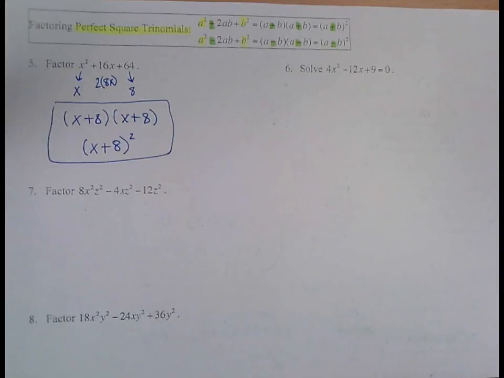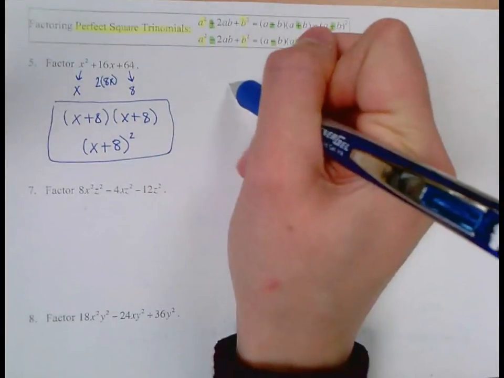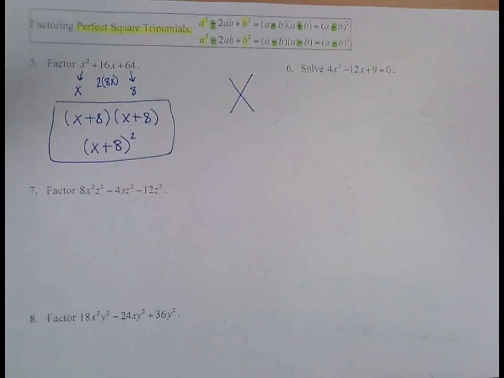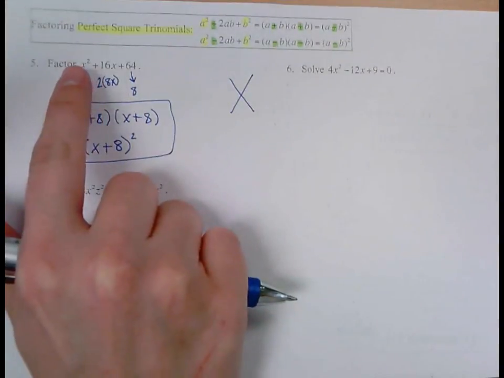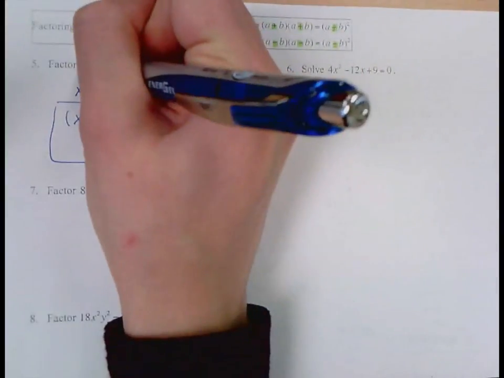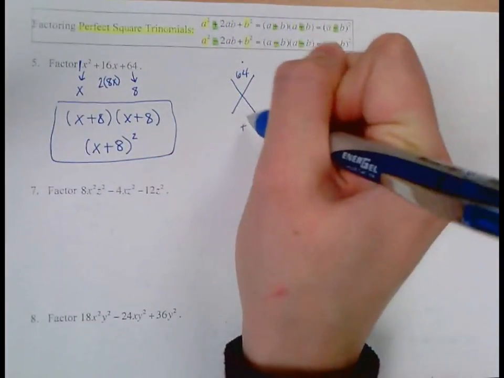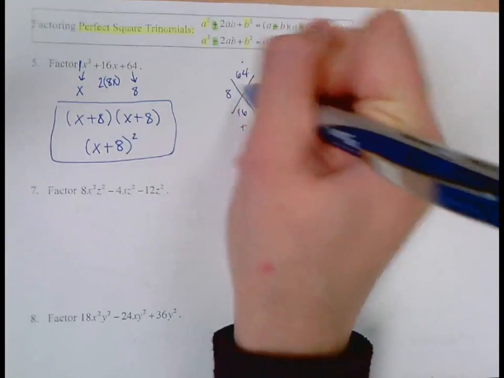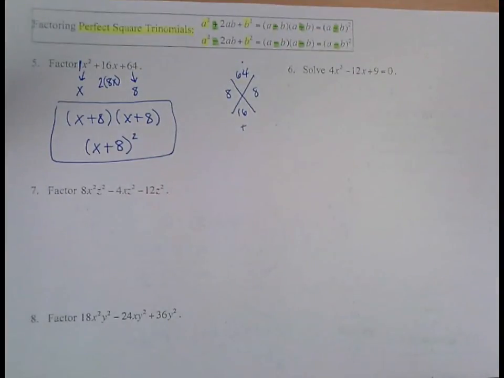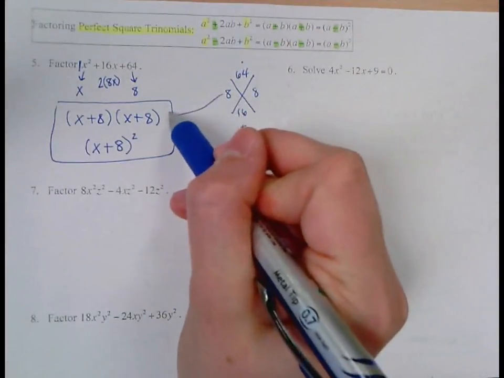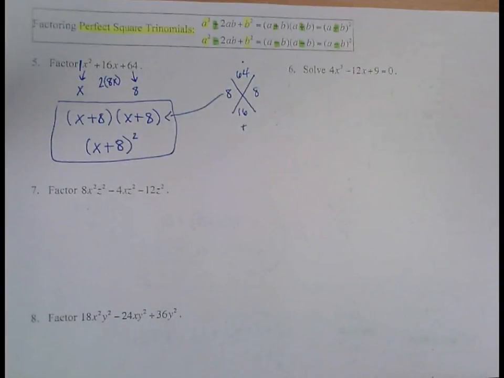But again, I could still use a diamond. I want to show you that. So if I set up a diamond for this, my a value is just 1, so I'd be multiplying to 64 and adding to 16. My two numbers would have both been 8. So you can see you're still going to get to the same form if you do the diamond. It's just a shortcut if you understand the shortcut. Questions on 5?